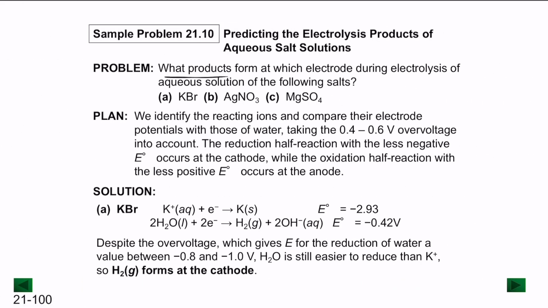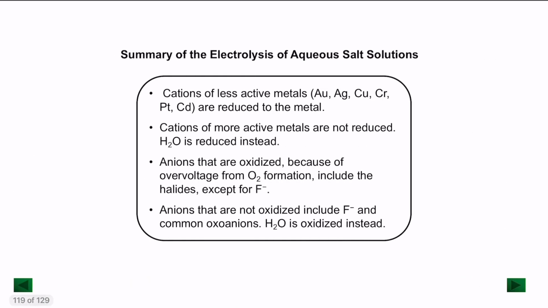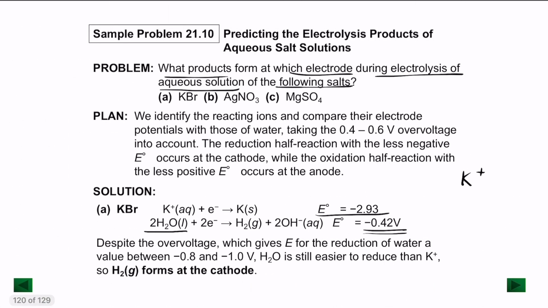What products are formed at which electrode during the electrolysis of aqueous solutions of the following salts? First we are using KBr. KBr contains potassium. Potassium has an electrode potential value of negative 2.93, while water has a value of negative 0.42. The one that is most positive will be the oxidizing agent and will become reduced. So the one that is going to get reduced is water, and the one that gets oxidized is bromide.